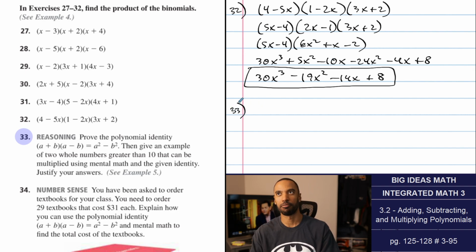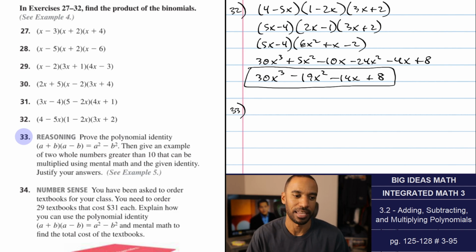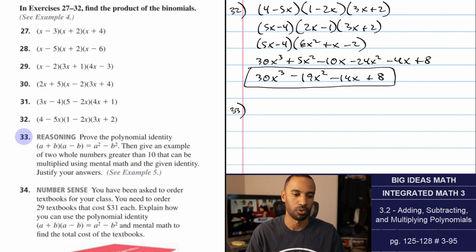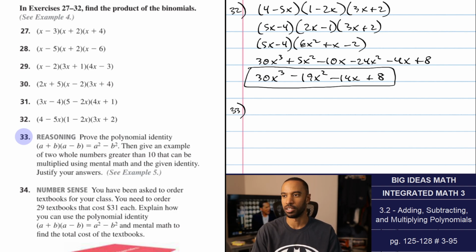And by familiarity, I mean familiarity with problems that are normally like that. All right, number 33, reasoning. Prove the polynomial identity a plus b times a minus b equals a squared minus b squared. Then give an example of 2 whole numbers greater than 10 that can be multiplied using mental math in the given identity. Justify your answer.